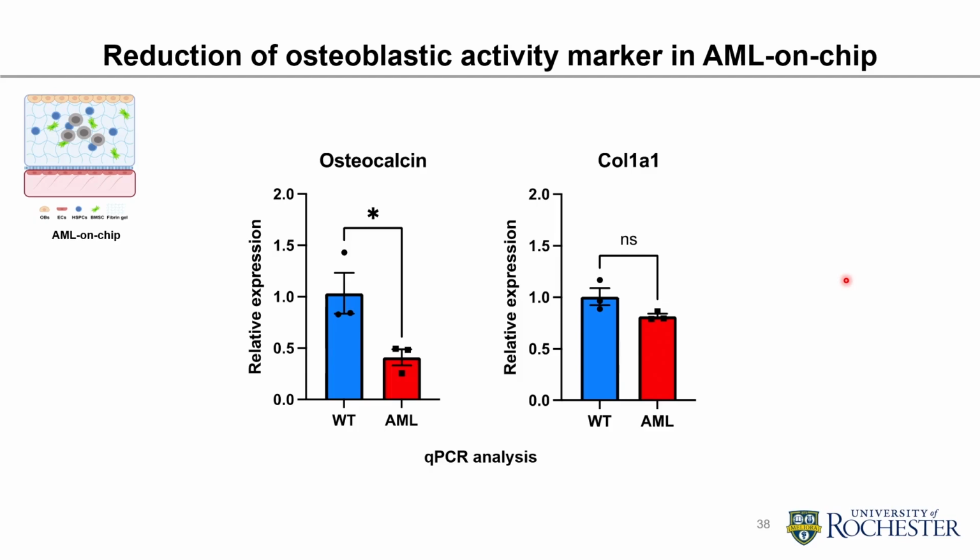Another output that we can look at is gene expression. So we performed qPCR, and here we looked at osteocalcin and collagen 1A1 as markers of osteoblastic activity. What we can see is that in our AML chip, compared to the wild-type chip, there is a marked reduction of osteocalcin. We don't see a reduction of collagen 1A1, but that might mean that we need a longer time point to look at the change of this marker.